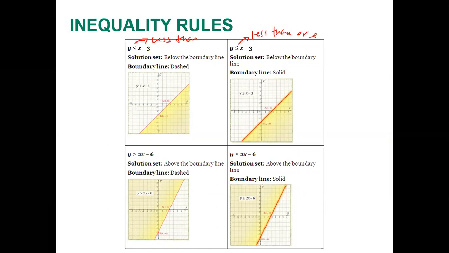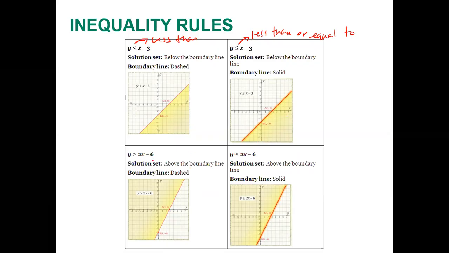Next, if I have less than or equal to, I'm going to have a solid boundary line. So my boundary line is solid, but I'm still shading below it. Pretty straightforward. Do we all remember this? Hopefully.